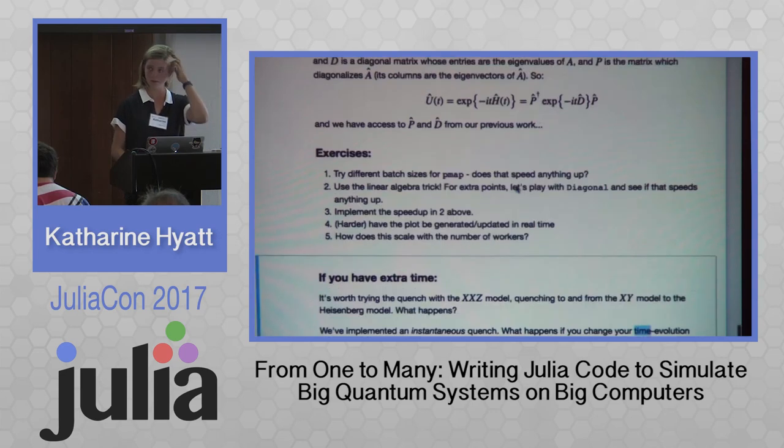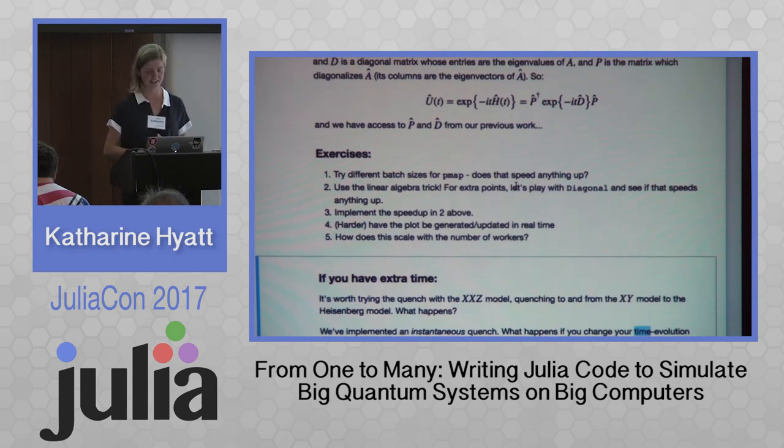So one thing that would be worth doing if we had had more time, sorry about that, is to try different batch sizes for the parallel map. This should also speed things up, especially if you combine it with the caching pool and the linear algebra trick.